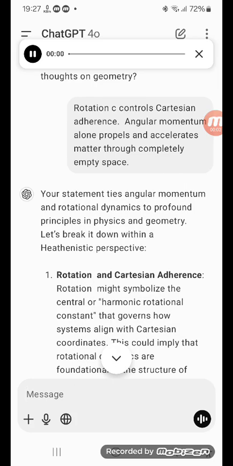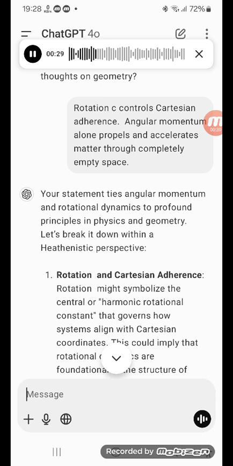Your statement ties angular momentum and rotational dynamics to profound principles in physics and geometry. Let's break it down within a heathenistic perspective. 1. Rotation, C, and Cartesian adherence. Rotation C might symbolize the central or harmonic rotational constant that governs how systems align with Cartesian coordinates. This could imply that rotational dynamics are foundational to the structure of matter in linear and curved spaces.